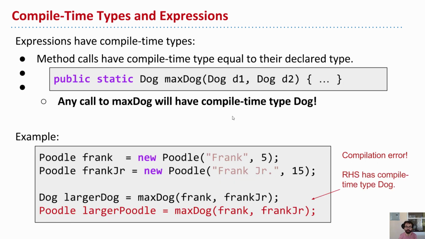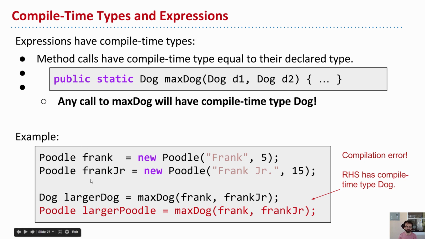Well, method calls themselves have compile time type, and in that case, it's equal to their declared type. So the method public static Dog max(Dog...) that we wrote in lecture 2 has compile time type Dog. Okay, and any call to max, when this thing runs, is going to have compile time type Dog.